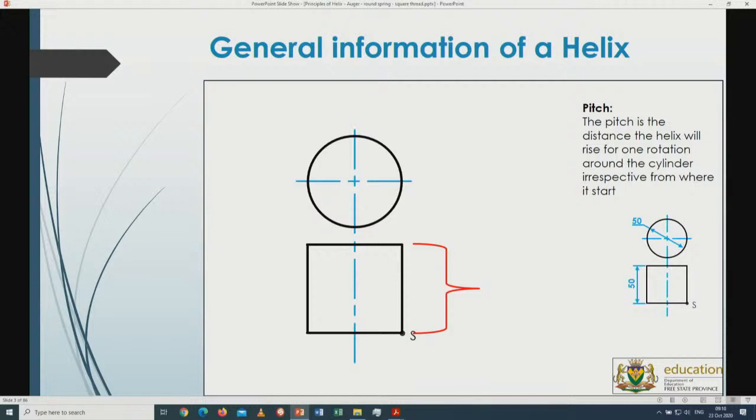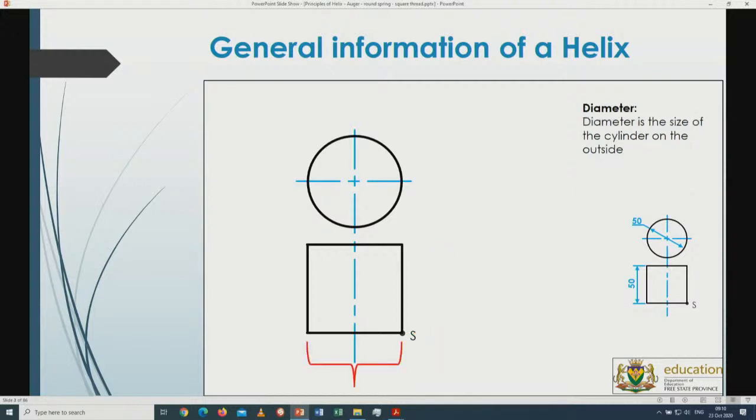Of course, you have to start somewhere and stop somewhere, so one rotation will be called the pitch. In Afrikaans, it will be called the steekafstand, or the afstand wat hy moet opwaarts beweeg. So that's the pitch we're talking about. That is, for instance, one rotation from bottom to top in one rotation of the cylinder itself.